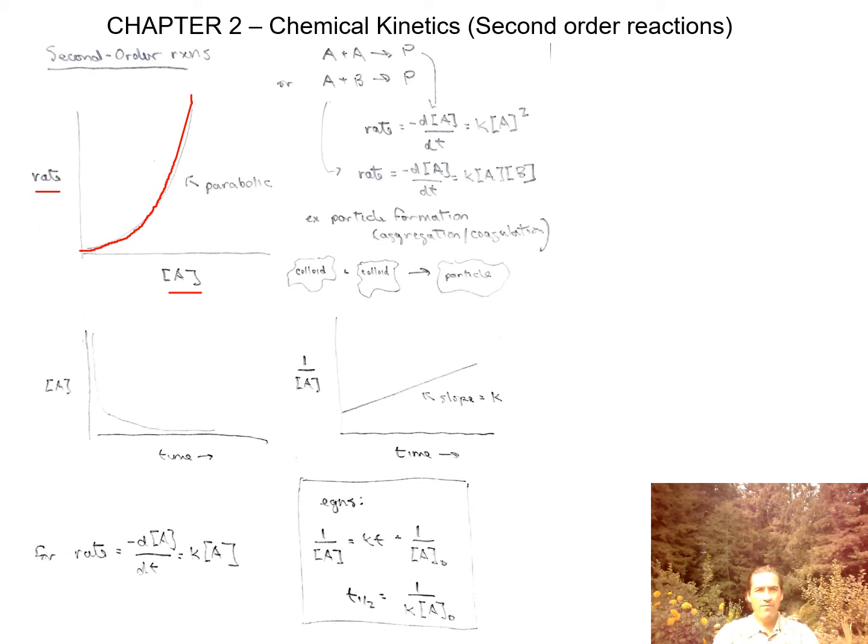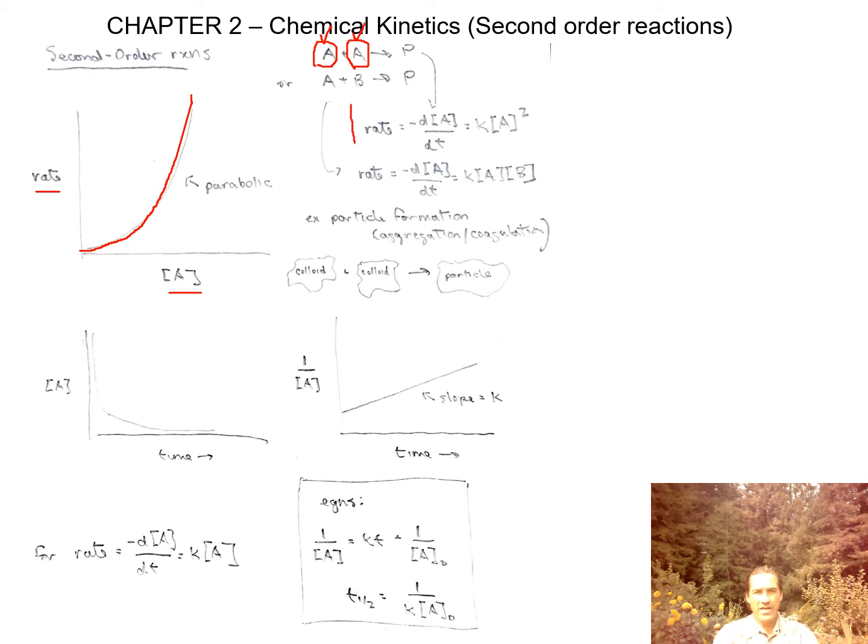And so an example of a second order is when, say, A collides with A to make a product. So what's happening here is the rate depends upon the concentration of A and the concentration of A. So it depends upon both of them. And so it's magnified in terms of how concentration affects the rate. And that's why it's really getting steep.